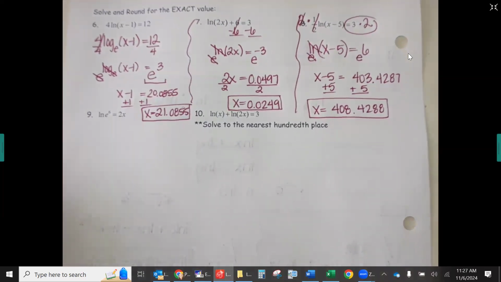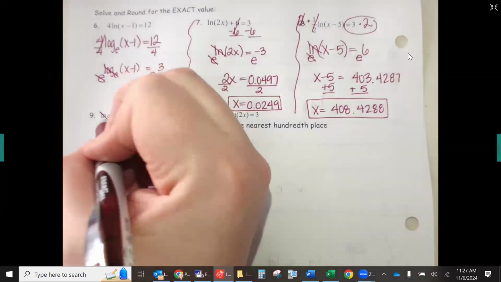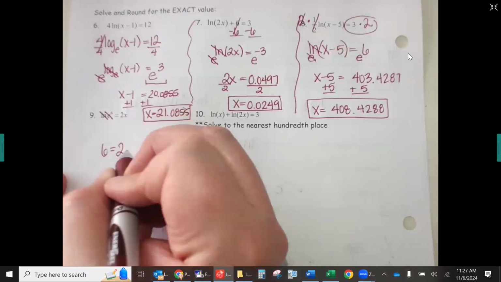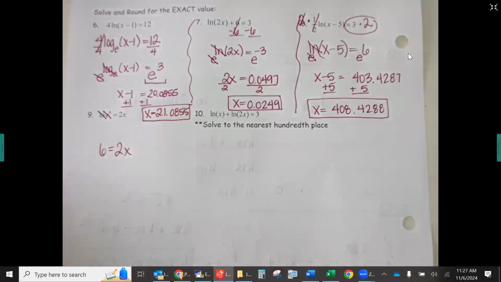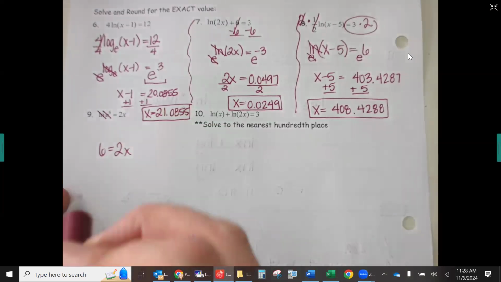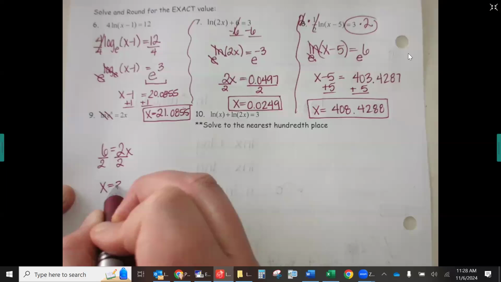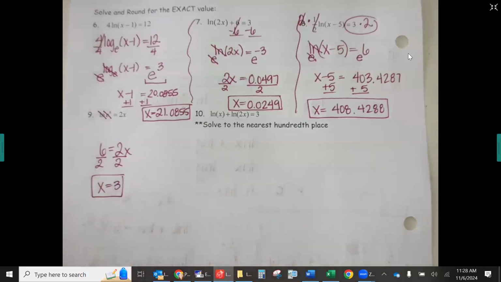All right, take a look at number 9. You have ln e to the 6. What happens when ln and e are together? They cancel out. What's the only thing that's going to stay? 6 equals 2x. Well, then now we don't even really need the calculator for that. What's our next step? Divide by 2, x is going to be 3.